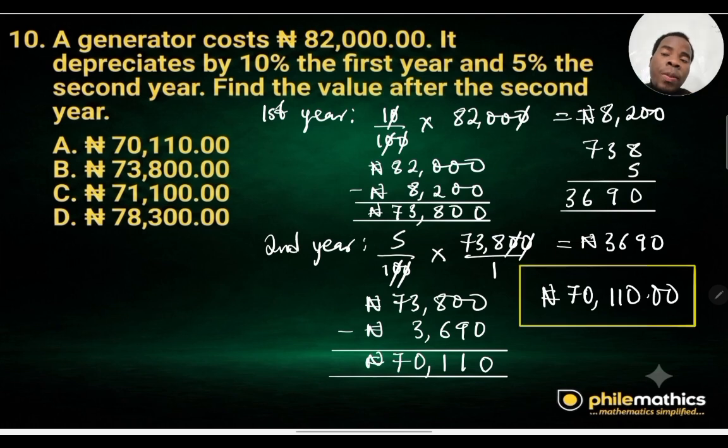What does that leave us with? It means the generator, when it was bought, was 82,000 naira. After 2 years, the value depreciated to 70,110. That means if the owner of the generator wants to sell it after 2 years, this is what would be the price. And that is A.